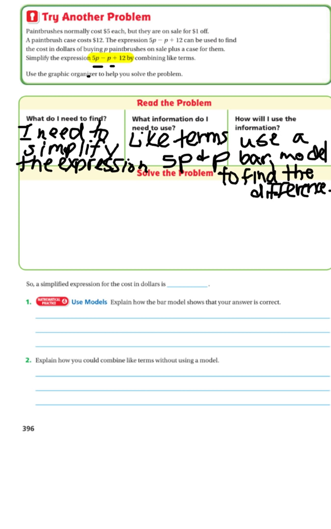So let's solve the problem. Draw a bar model to subtract 5p and p. So let's put 5p on the top here. It'll be 1, 2, 3, 4, 5. This bar model would represent 5p. And we know that p here represents a paintbrush in this story problem. Okay? Then we have 1p.